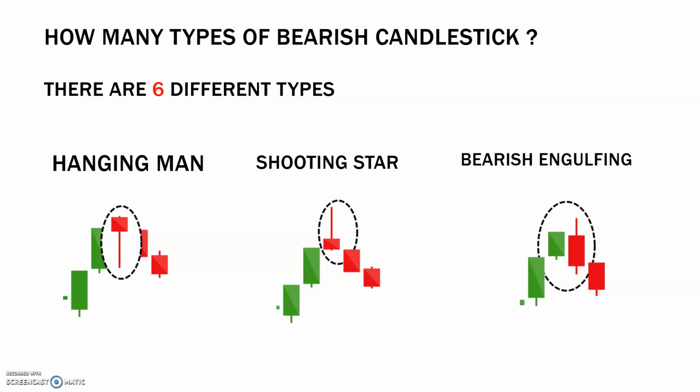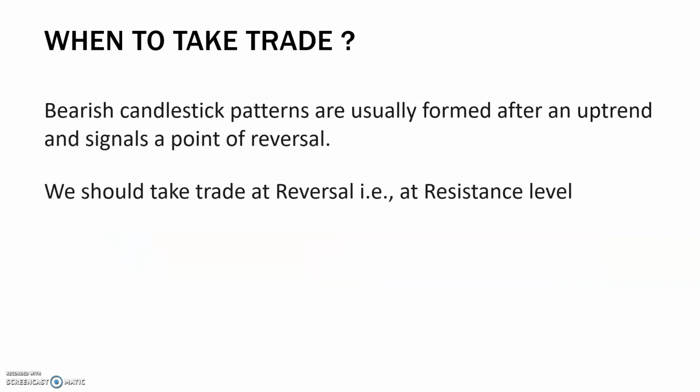Of which we would be seeing 3 different types of bearish candlestick pattern, that is hanging man, shooting star, and bearish engulfing. Why I have chosen these 3, because in the day-to-day chart we can easily see these 3 patterns, and it is very easy to trade based on the formation of these particular candles. So let's move on and see when to take the trade.